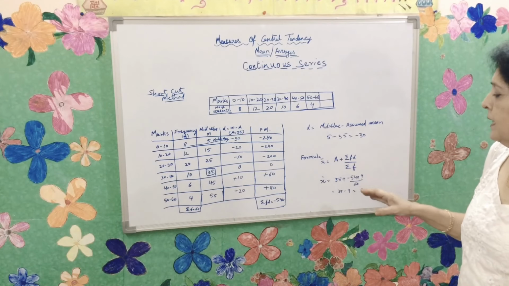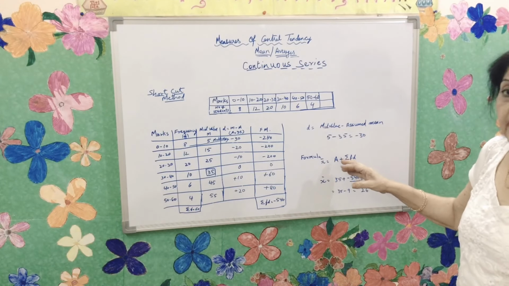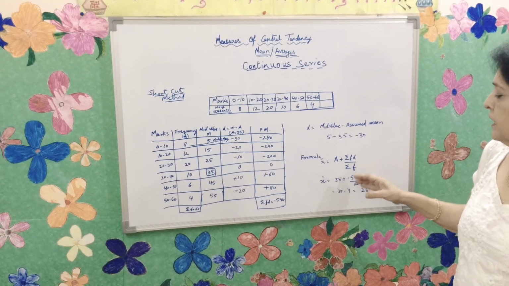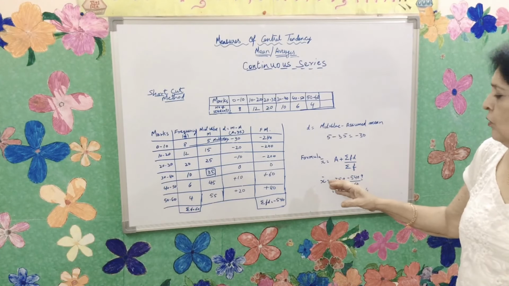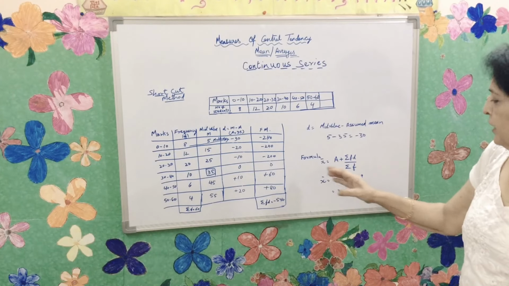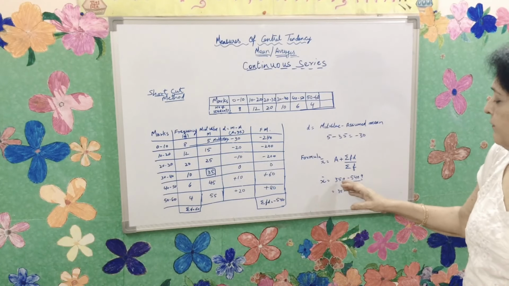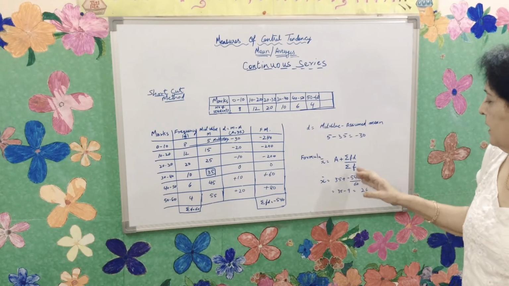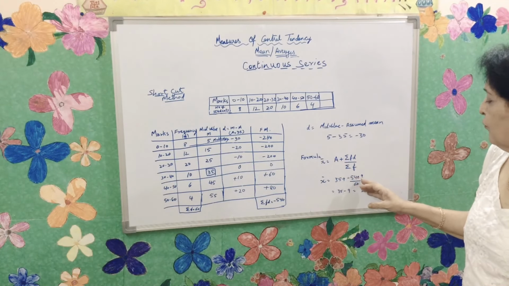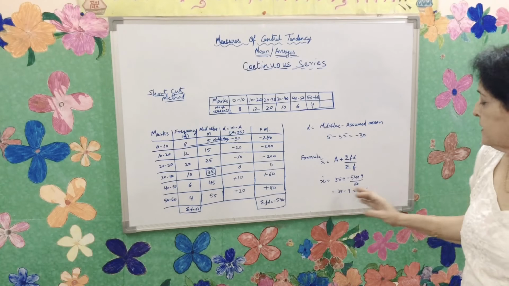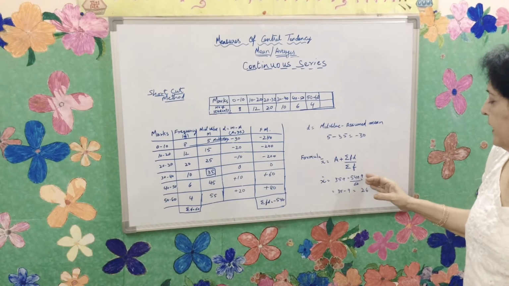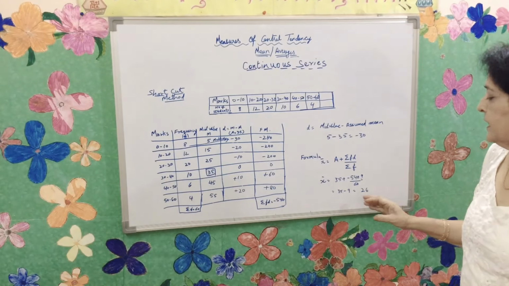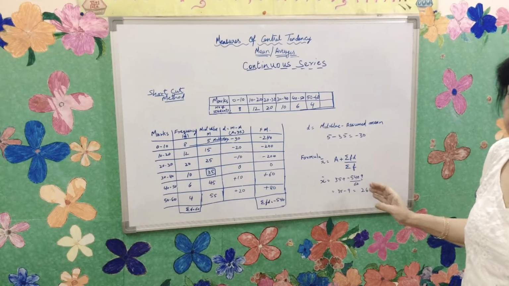Now the formula is A, which stands for assumed mean, plus sigma fD upon sigma f. So mean is equal to, putting the values, 35, the assumed mean, plus fD is minus 440 and f is 60. We get minus 9 here. 35 minus 9 is equal to 26. So the mean is 26.